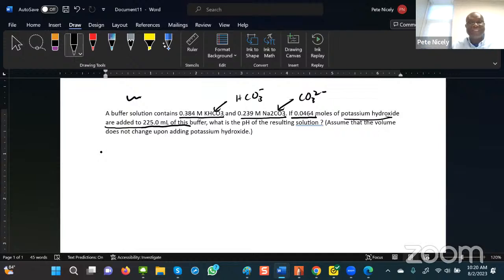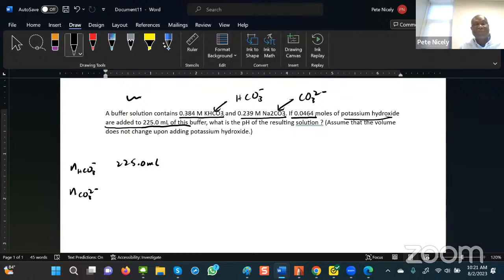Okay, so basically you're going to start off with 225.0 mils of the buffer, right? What we need to do is find out the number of moles of HCO3 minus present and the number of moles of CO3 2 minus present in this volume of the solution. Let me erase this here.